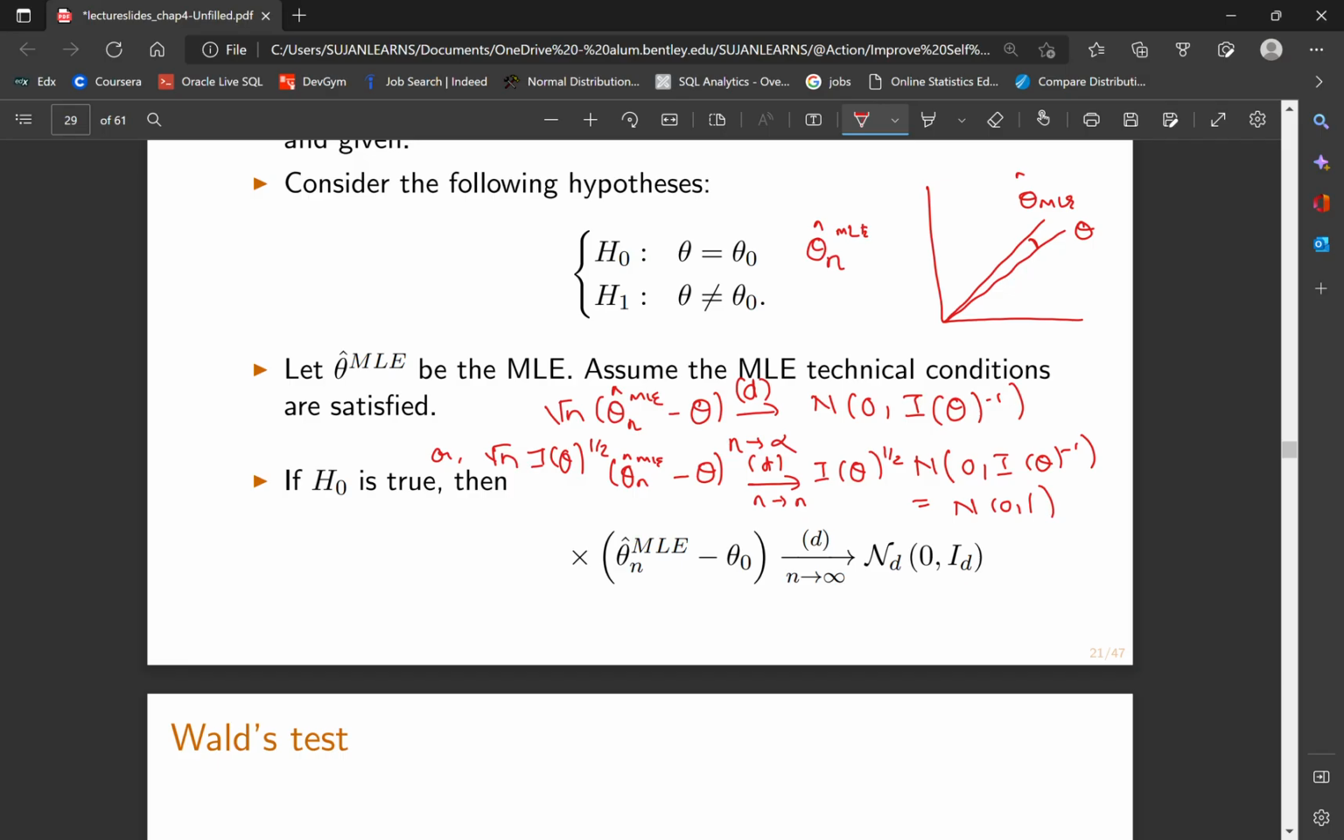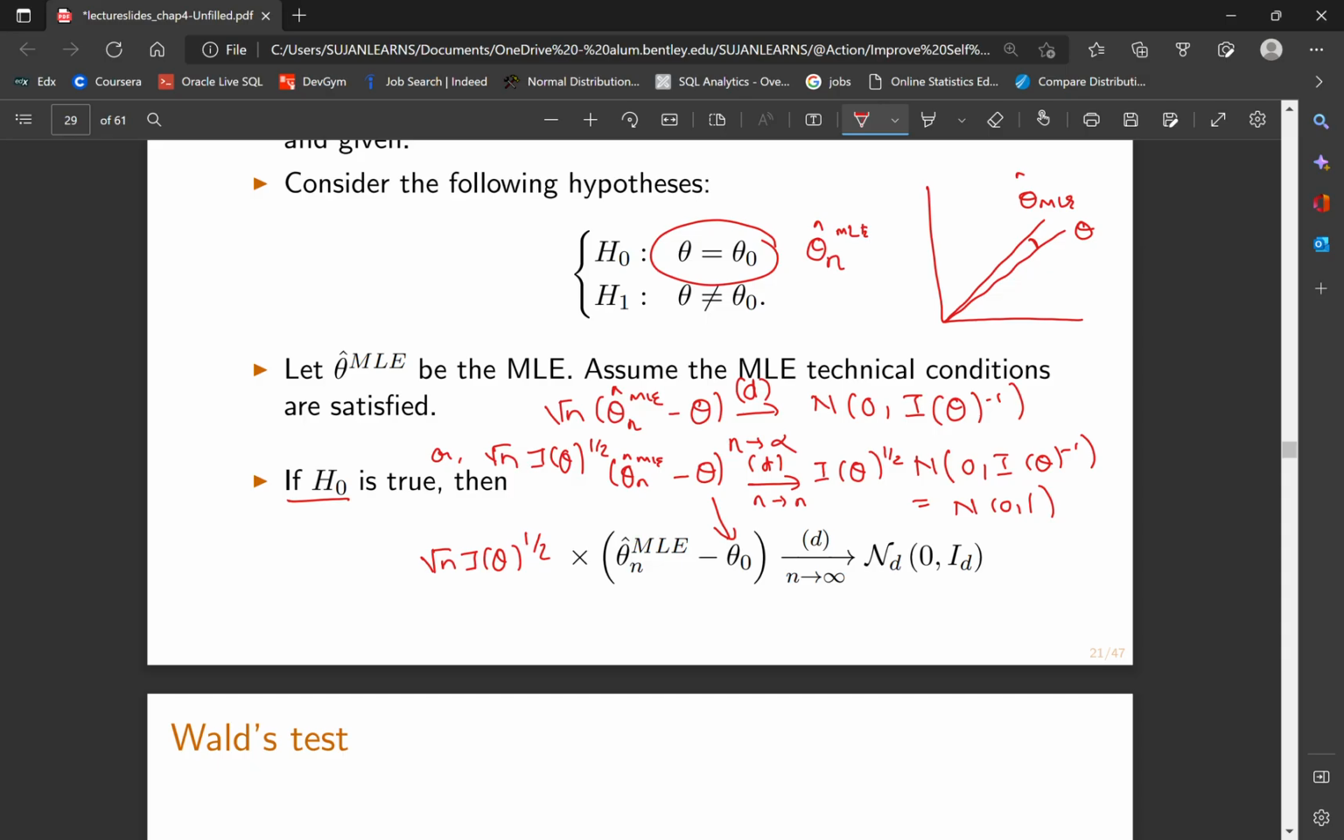Therefore, if H0 is true, that means if theta is equal to theta naught, then we can just replace this theta by theta naught, and at the same time put n here and the square root of I, and thus we get this statement. Now there are different versions of this. We can also replace theta with two different things. There are other versions of this too.